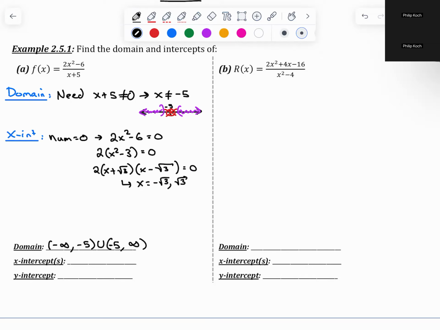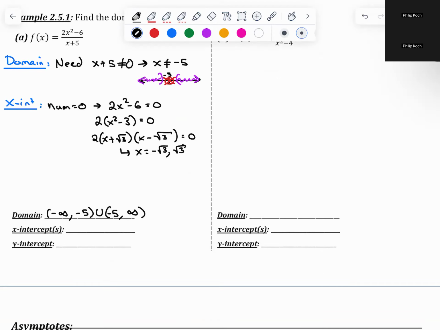Because remember, the 2 doesn't give me any zeros because it's just a 2. So by the zero product rule, either 2 = 0, which is ridiculous, or x + √3 = 0, which is where I get the negative square root of 3, or x − √3 = 0, which is where I get the positive square root of 3. So we have the x-intercepts (±√3, 0).